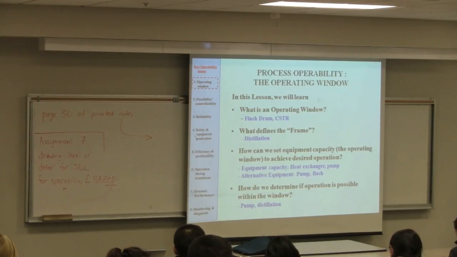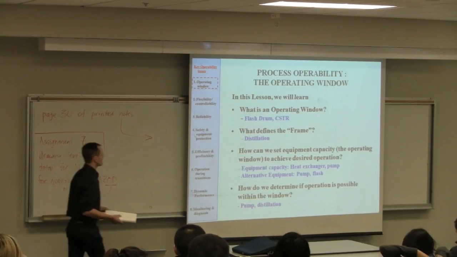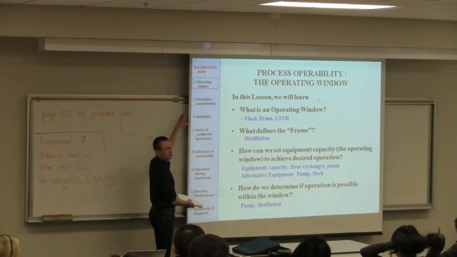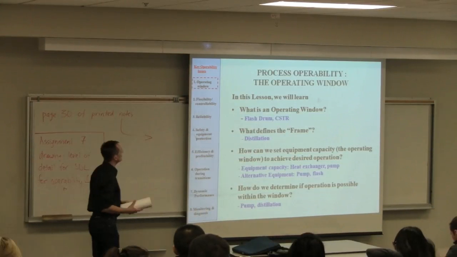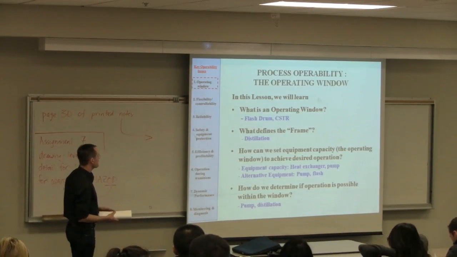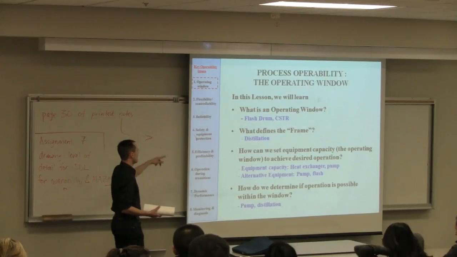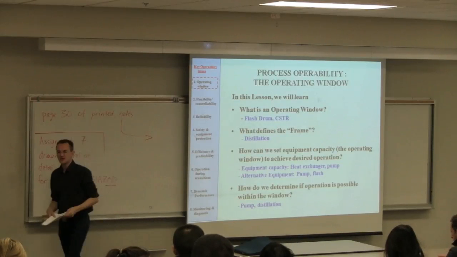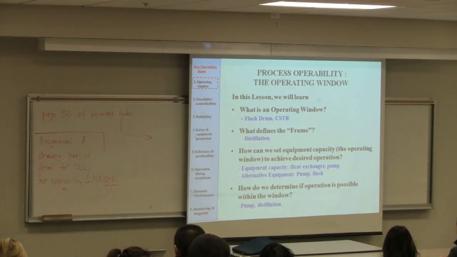Specifically in the topic of operability, there are 8 sections which we will not cover in this course. We will only cover 1.2 and 1.3, and then I'll touch on some of the other sections with a small case study. This case study, in fact, is in the handout in front of you.